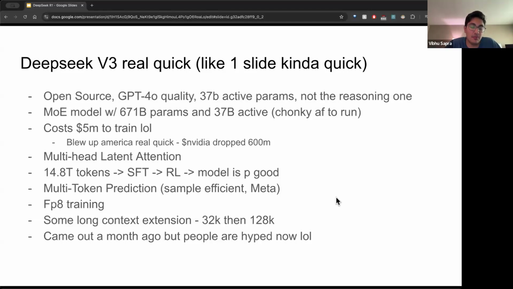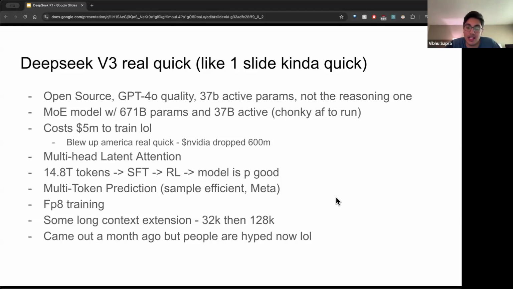They have this concept of multi-head latent attention. It's pretty cool. If anything, that would be the next slide if I had to have three slides, but they have fancy attention. They do multi-token prediction. We covered the paper from Meta a few months ago that talks about this, where it's more sample efficient. You can do multi-token prediction.